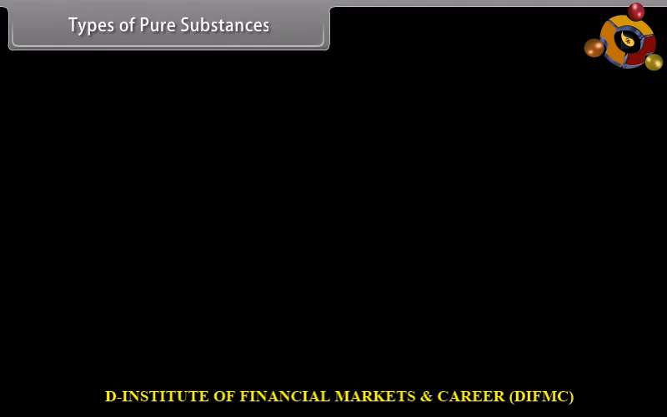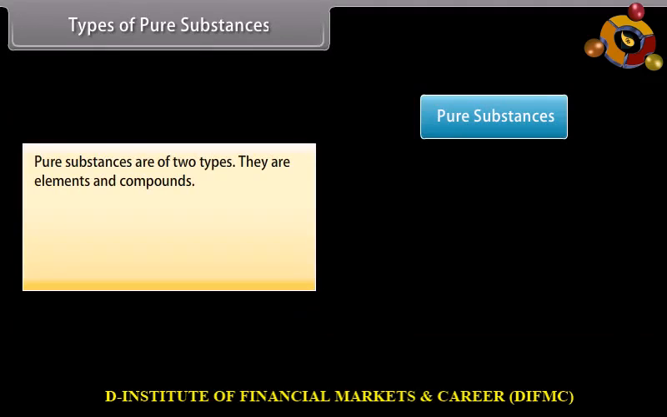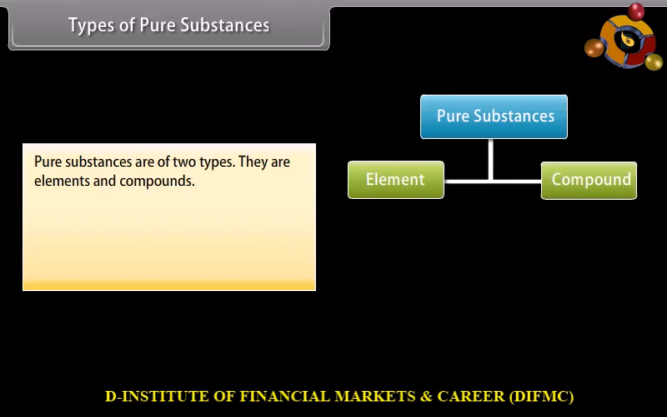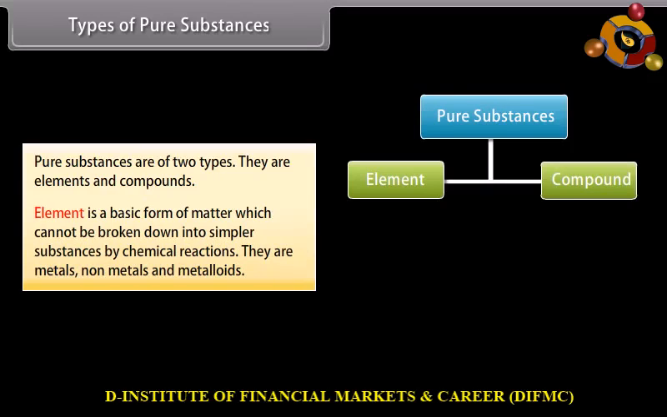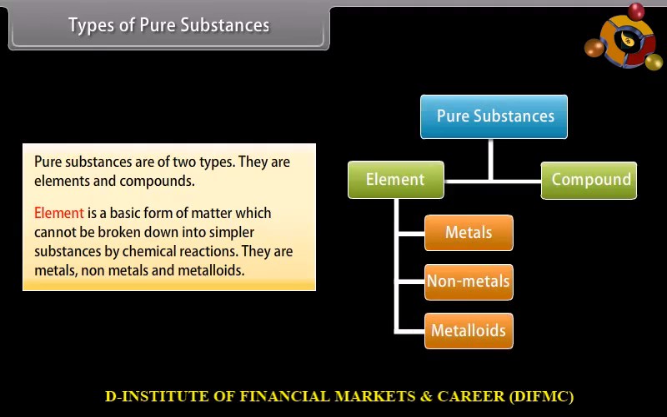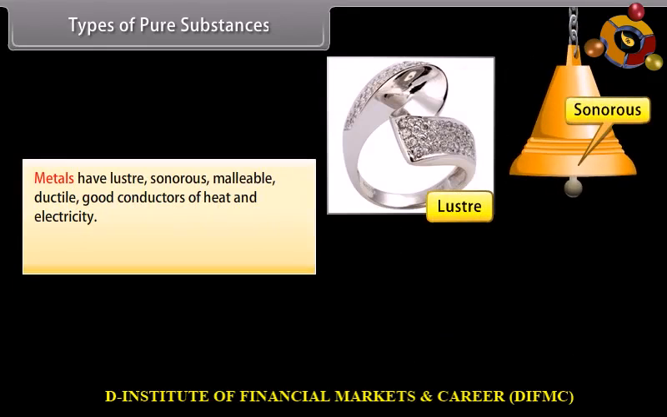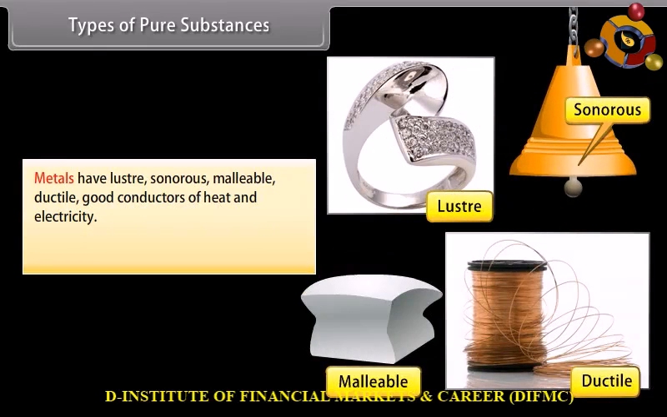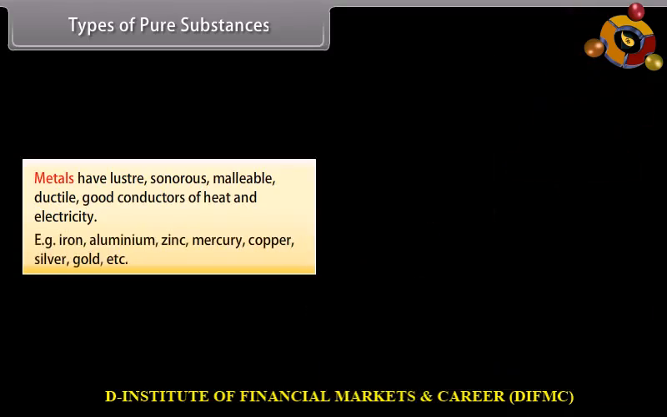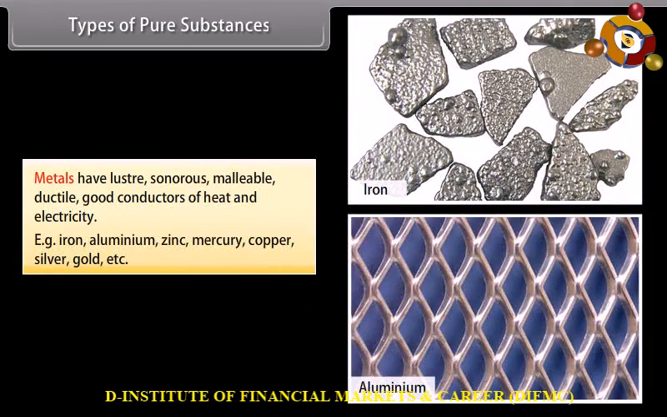Types of pure substances. Pure substances are of two types. They are elements and compounds. An element is a basic form of matter which cannot be broken down into simpler substances by chemical reactions. They are metals, nonmetals, and metalloids. Metals have luster, are sonorous, malleable, ductile, and good conductors of heat and electricity. Examples: iron, aluminium, zinc, mercury, copper, silver, gold, etc.